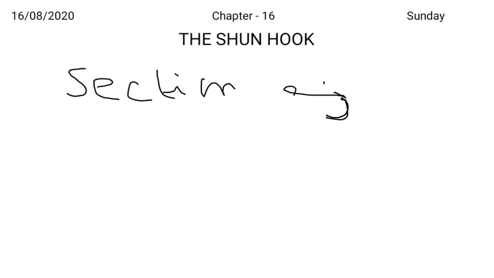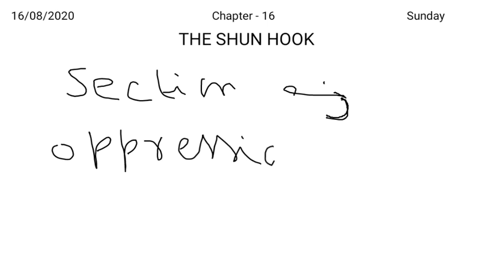Oppression. O P P R E S S I O N. Appre. Here the initial attachment is aruk. It is at the left hand side. You write the shun hook finally, a large hook that adds the sound of shun. Oppression.